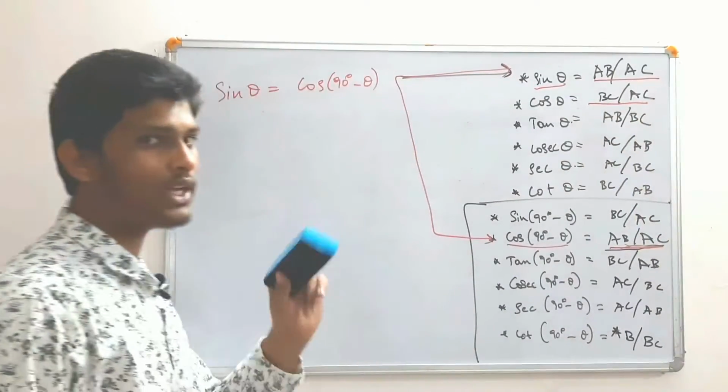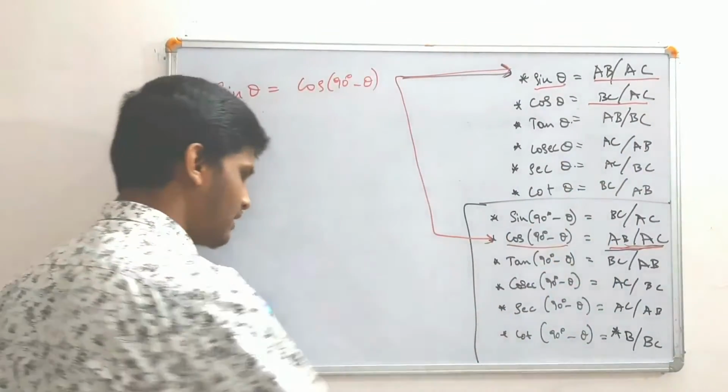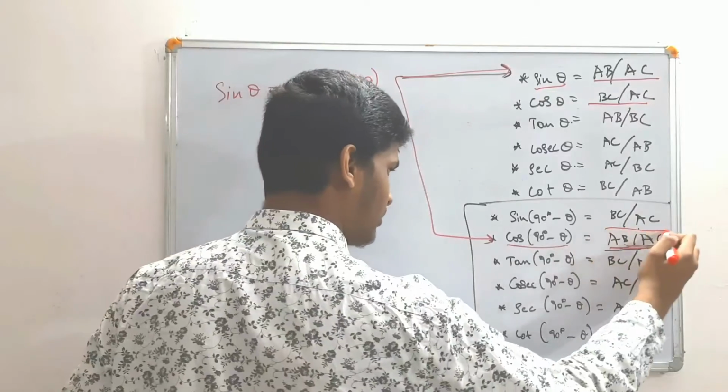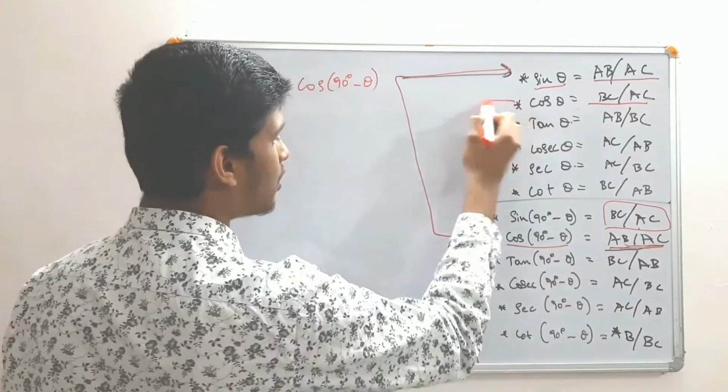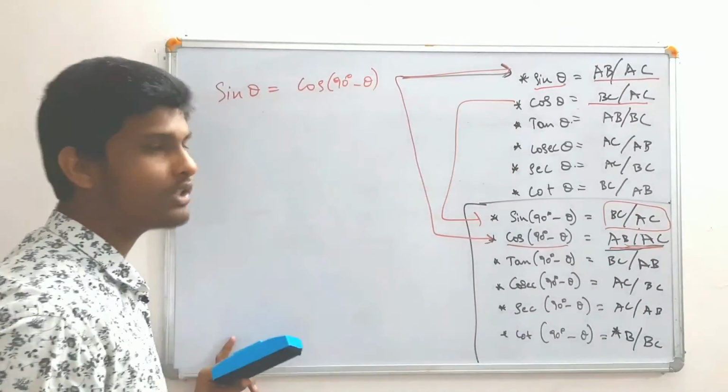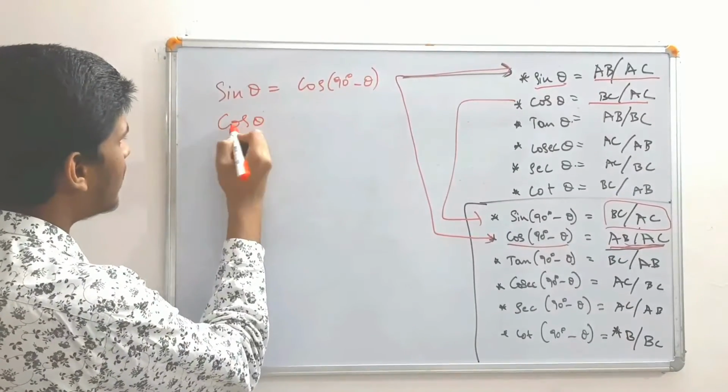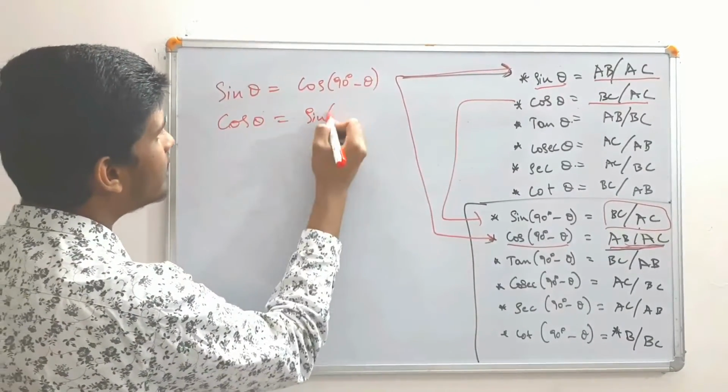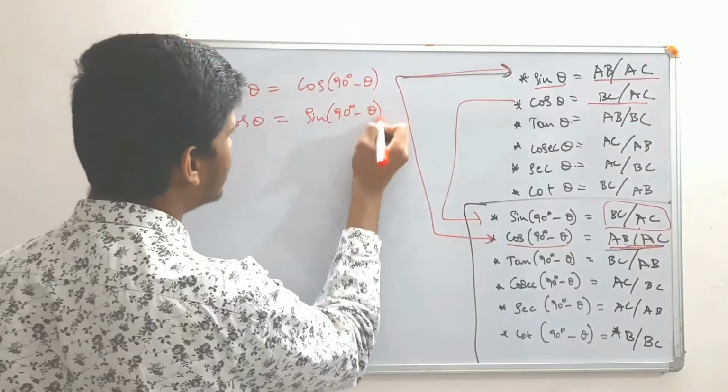Next, come to this. This is BC by AC. If you see, where is BC by AC? This one is BC by AC. Can you see? BC by AC. So cos theta is equal to sine 90 minus theta. Awesome. So cos theta is equal to sine 90 degrees minus theta.